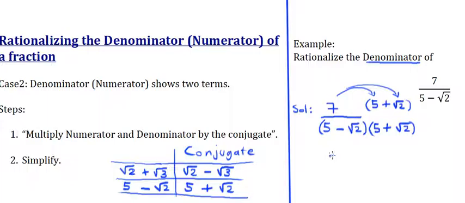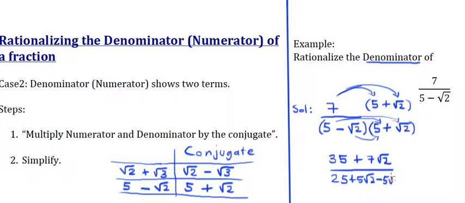So 7 times 5, 35. 7 times the square root of 2 is plus 7 square root of 2, right? Over what? 5 times 5, 25. 5 times the square root of 2 is plus 5 square root of 2. Minus the square root of 2 times 5 is minus 5 square root of 2. And negative square root of 2 times positive square root of 2: square root of 2 times square root of 2 is just 2, based on the nice property that we explained at the beginning.